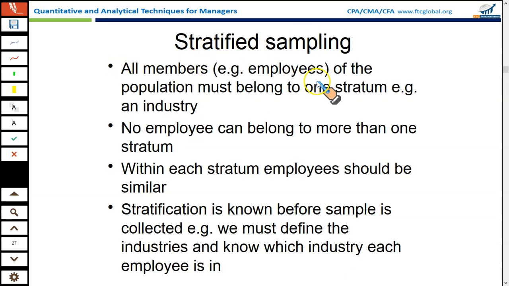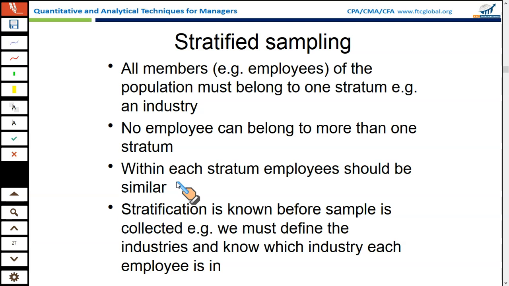In stratified sampling, all members of the population must belong to one stratum, such as an industry. This means every individual in the population, such as all employees, must be assigned to one specific subgroup, and that subgroup is called a stratum. Then, no employee can belong to more than one stratum. Individuals can only belong to one stratum, ensuring no overlap between subgroups. Within each stratum, employees should be similar. Yes, this is called homogeneity within strata.